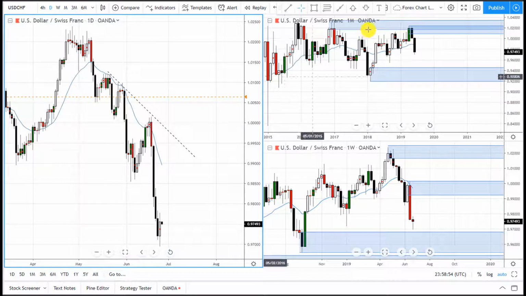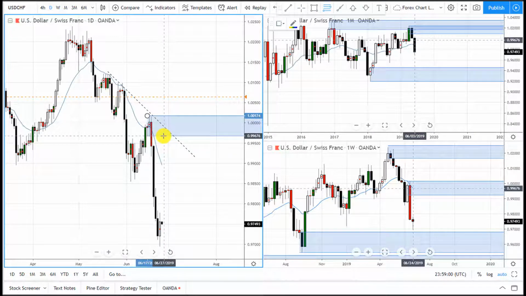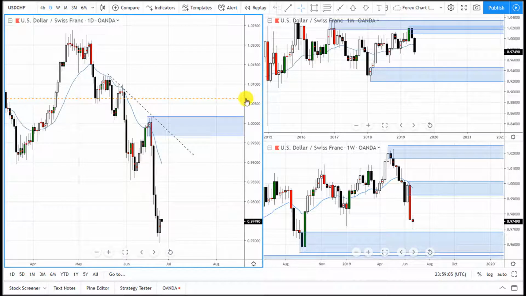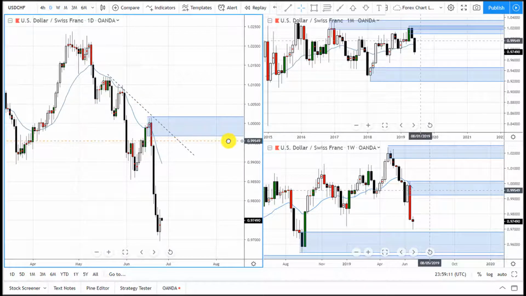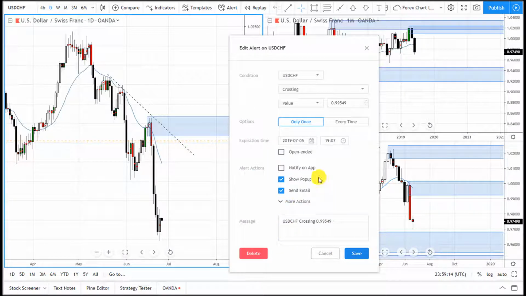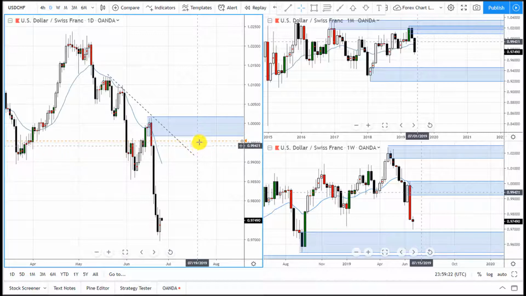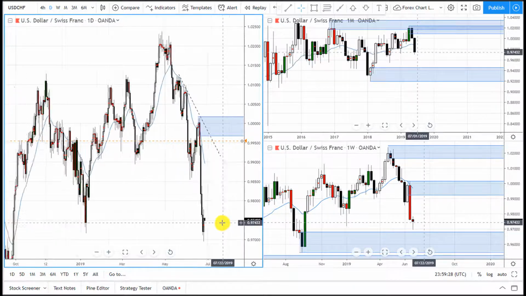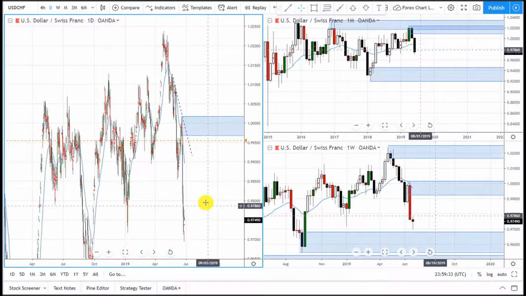But now my new zone that I'm looking at to short is right here. I might as well move my alert down here. That's my new alert. Okay. So if price retraces up here, I'm very interested in going short. But if price reaches the weekly demand zone, then I'm not looking to go short anymore. I want to go long.